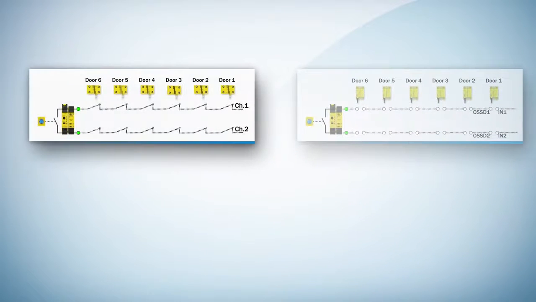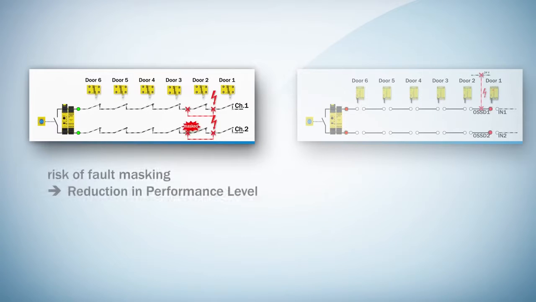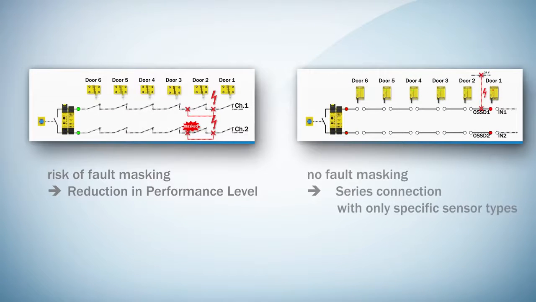As we have just seen, the series connection of safety switches can be performed for switches with volt-free contacts, but with the risk of fault masking and possible reduction in performance level. Series connection can also be realized for switches with OSSD outputs without the risk of fault masking, but it will be limited only to specific cascadable OSSD sensor types.